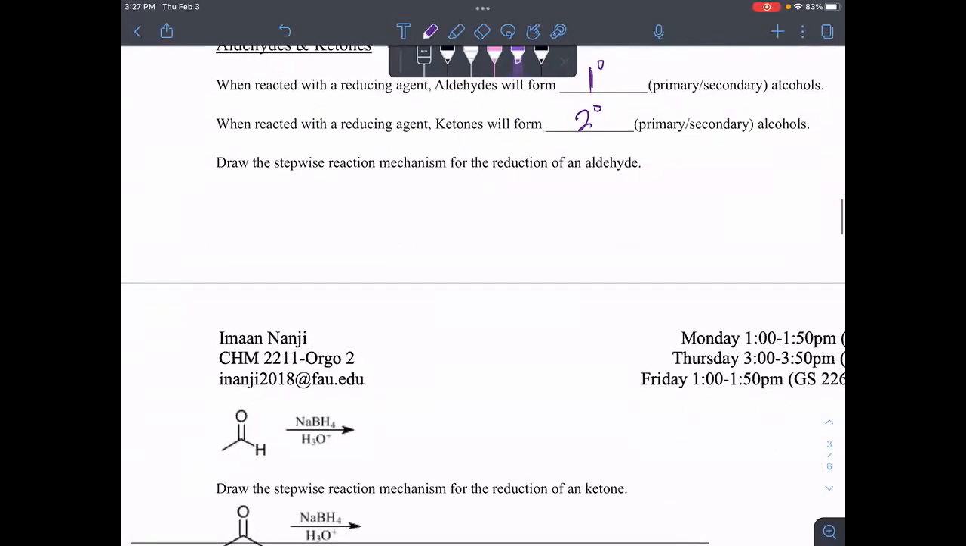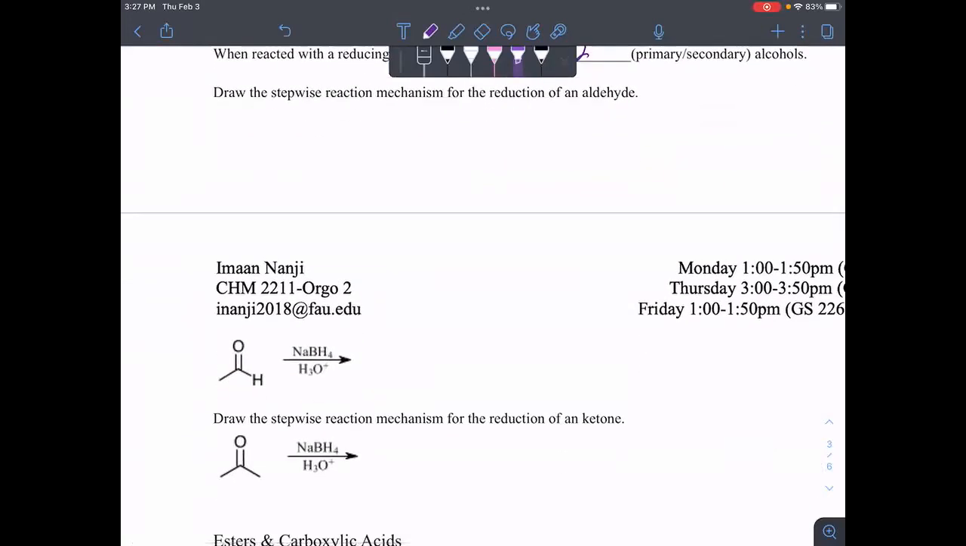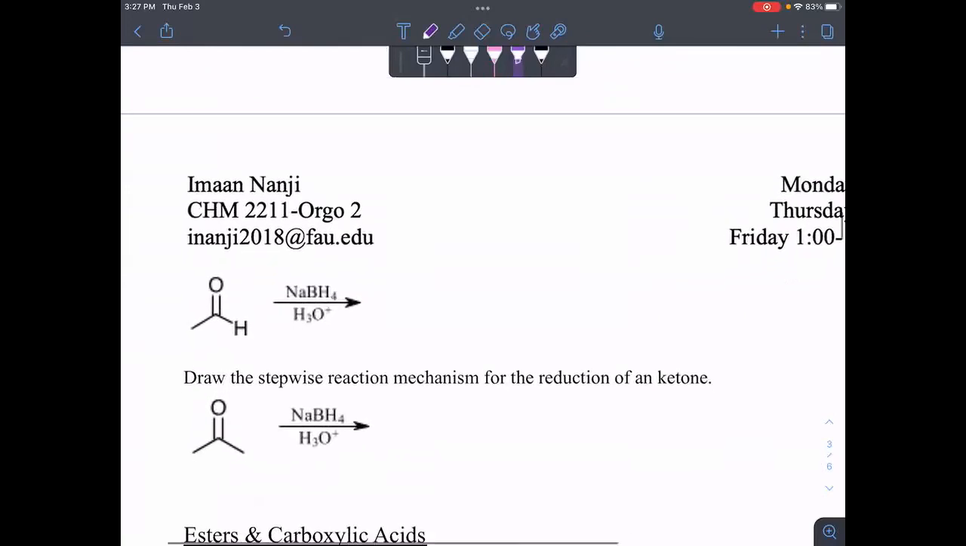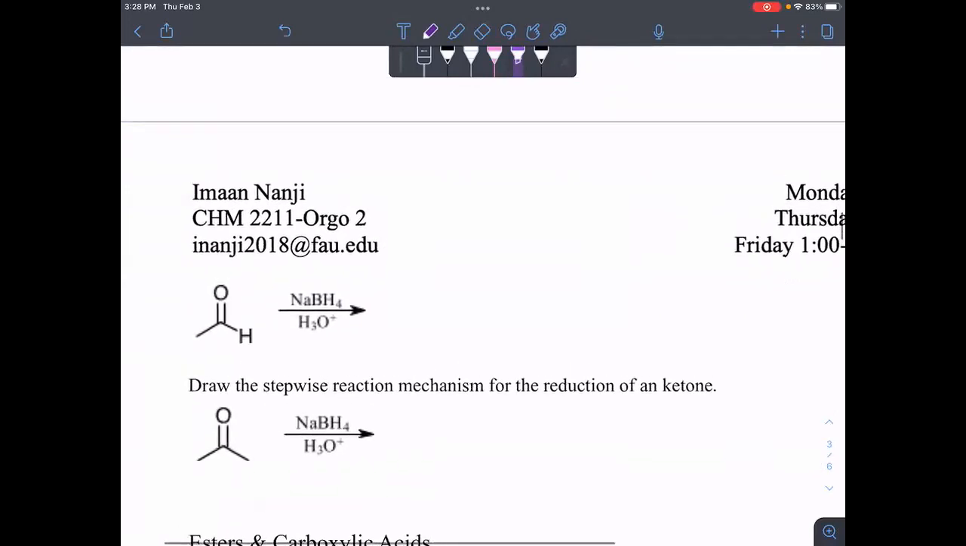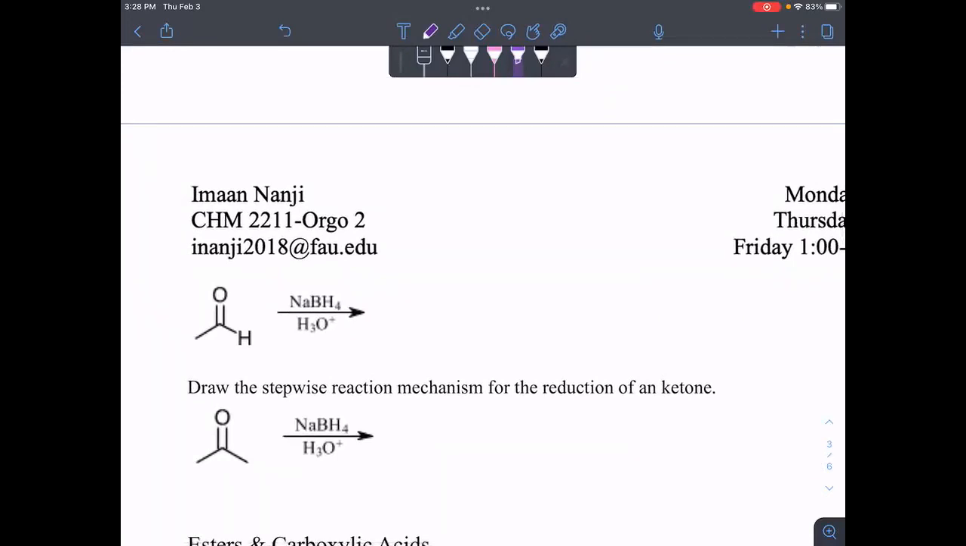Okay, and now let's draw out the mechanism for this. So for aldehydes and ketones, you can use either reagent to reduce them all the way. You don't need a strong reducing reagent to bring an aldehyde to a primary alcohol. You can use anything and you'll get the same result. So let me just draw the mechanism and then you guys can do the other ones.